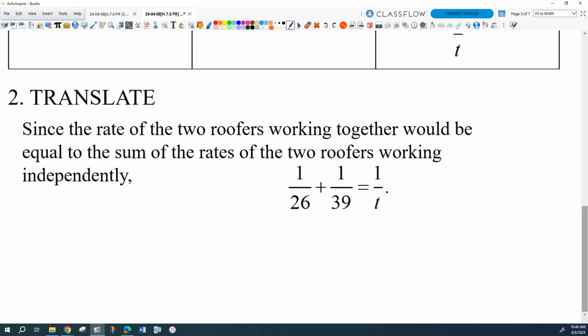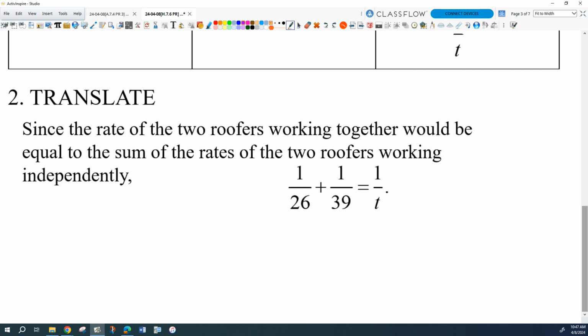Okay, so then couldn't we come up with something like this? The rate of the 2 roofers working together: I've got 1 over the amount of time for an experienced roofer. That's the rate, right? 1/26th of a roof per hour plus 1/39th of a roof per hour is 1 over, I don't know. We don't know what percentage of a roof they're going to build together, but by adding these up, we can figure it out. Does it make sense that equation has to be true? Especially if you see the units in there, it really helps.